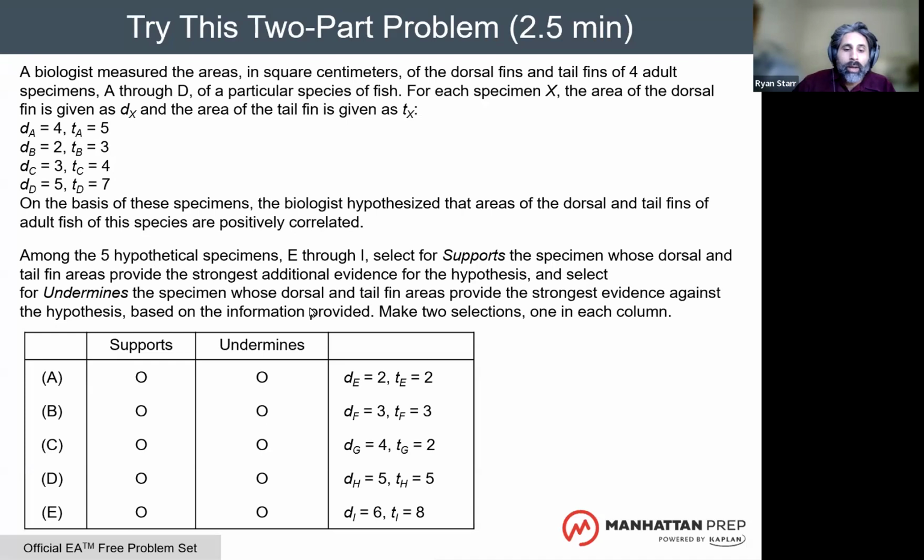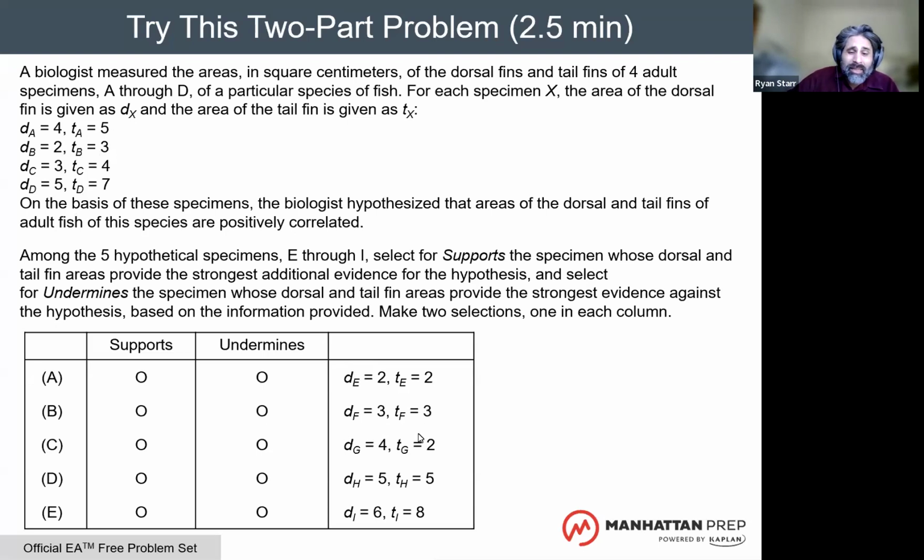Now, we want just one answer here that best supports that hypothesis. So an answer that shows as the dorsal fin area goes up, the tail fin area also goes up. A lot of these dorsal fin areas we've already seen in the data that's already available. 2, 3, 4, and 5 are all kind of replicated down here in these 4 new species of fish. Things aren't looking so good, though, for the tail fin area, right? Where the original data for a dorsal fin area of 2 had a tail fin area of 3. This one's got a tail fin area that's a little smaller, just kind of flat, 2 to 2, 3 to 3. Certainly doesn't support a positive correlation. Doesn't necessarily undermine it either, but it's not looking great.